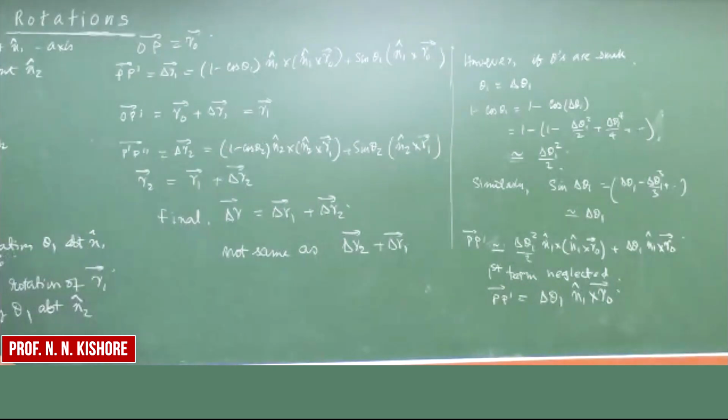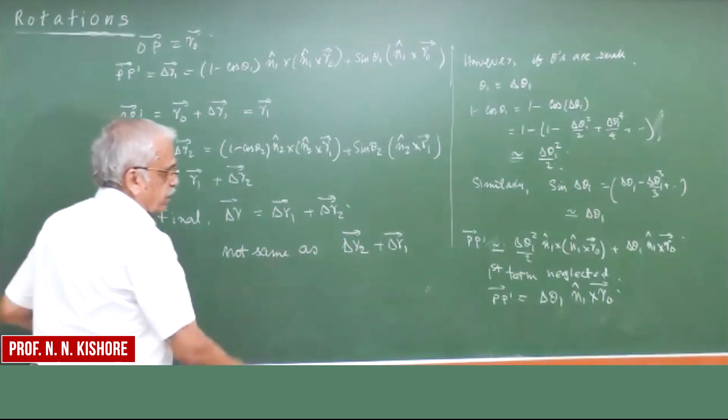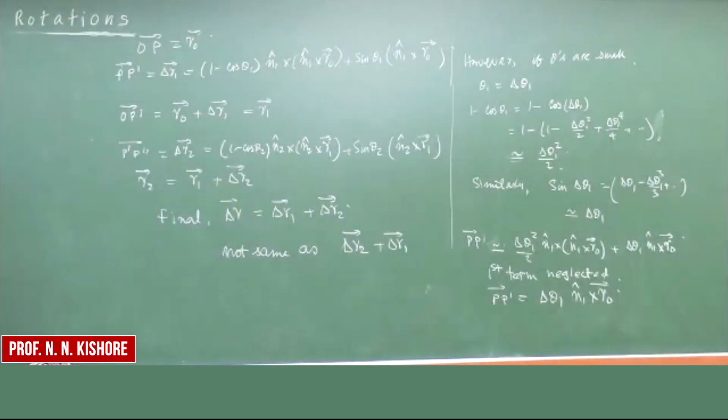Okay, so if you go back here and simplify, PP' will become, maybe I'll just write it here, Δθ1 n1 × R0, right? And then OP' will become R0 plus this one. Right. So then P'P'', the next one, will become what?